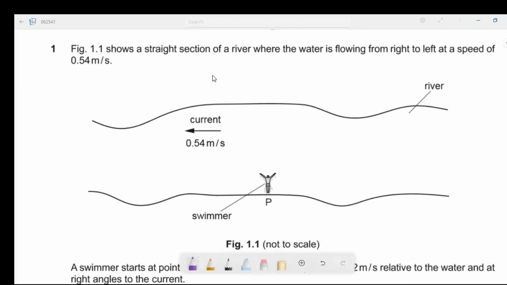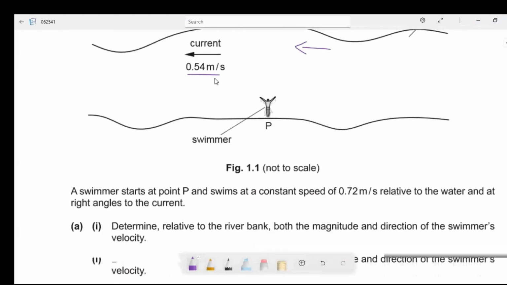Question number 1. Figure 1.1 shows a straight section of river where the water is flowing from right to left at a speed of 0.54 meter per second. A swimmer starts at point P and swims at a constant speed of 0.72 meter per second relative to the water at right angles to the current.